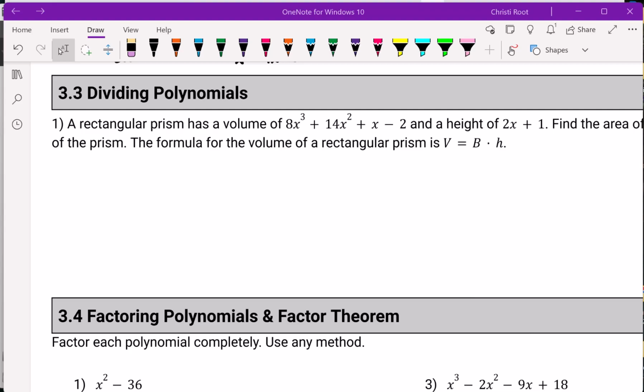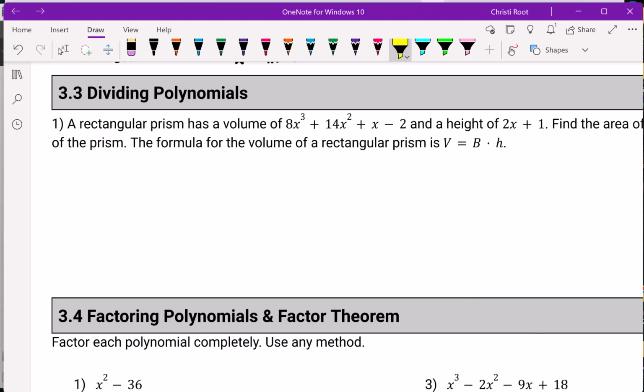All right, so this video is going to cover both 3-3 and 3-4, so dividing and factoring and the factor theorem. So question number 1 on 3-3 says, a rectangular prism has a volume of blah, blah, blah, blah, and a height of 2x plus 1. So it says find the area of the prism, and it kind of gives you a little formula here.